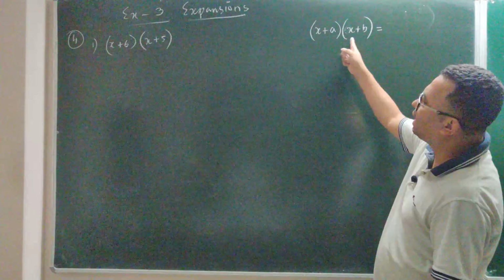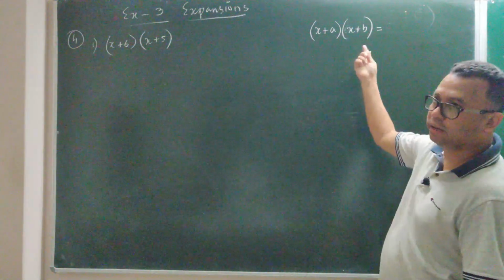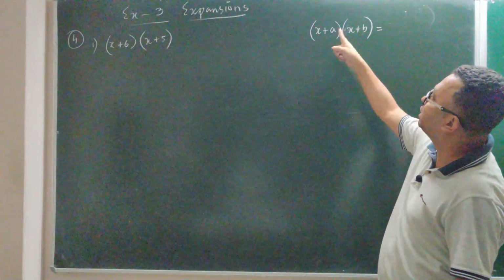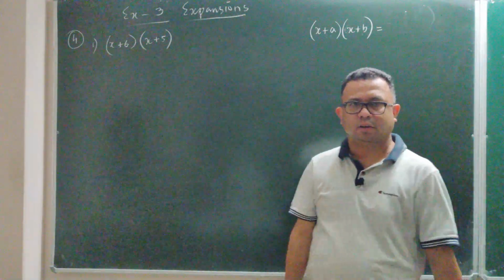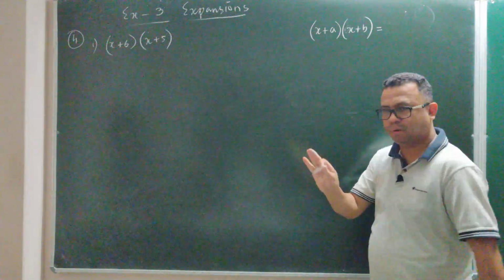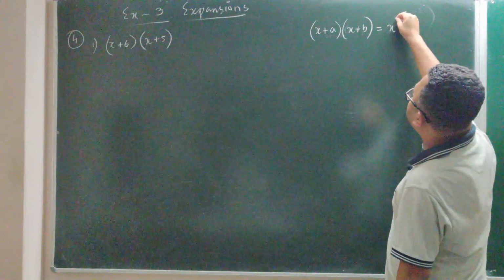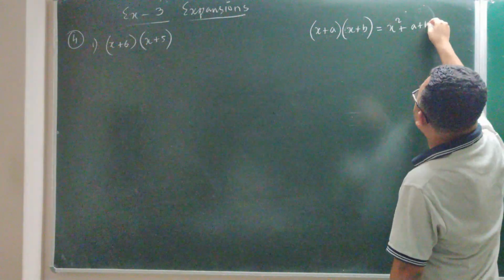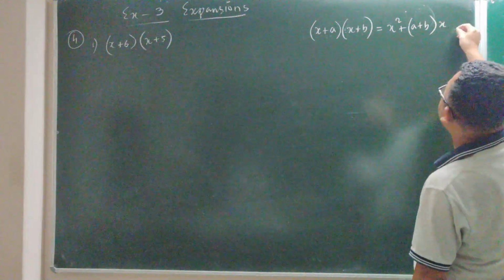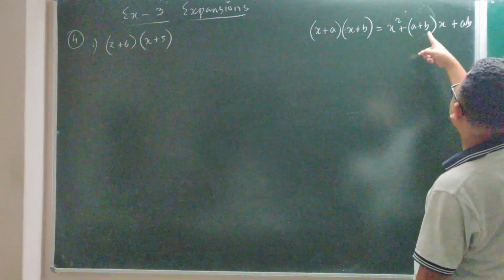So if you have any kind of multiplication where the first terms are same, x and x, the second terms are different, plus or minus, you may get confused with the sign. So that's why it's better not to use the formula. But for those of you who are interested, if you have something like this, then the formula is x square plus a plus b x plus ab. Since everywhere plus is there, everywhere it is also plus.